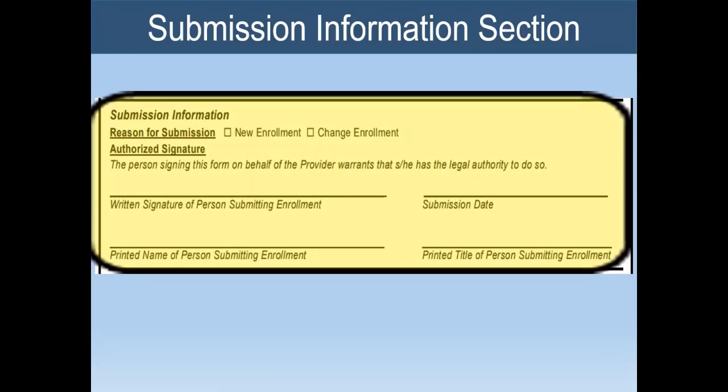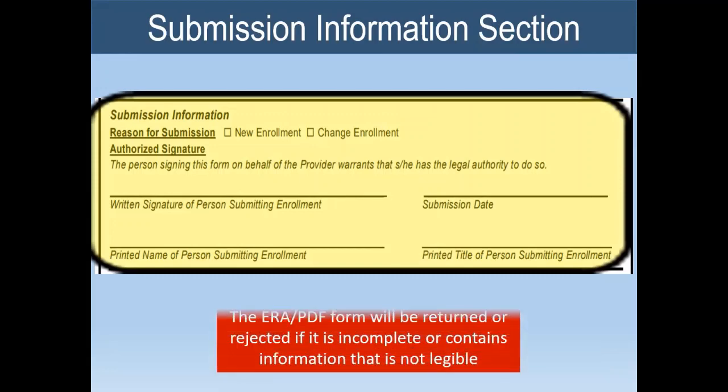Please provide the written signature of the person submitting the enrollment form, the submission date, the printed name of the person submitting the enrollment form, and the printed title of the person submitting the enrollment form. The person signing on behalf of the provider must warrant that he or she has legal authority to do so. The ERA PDF form will be returned or rejected if it is incomplete or contains information that is not legible.